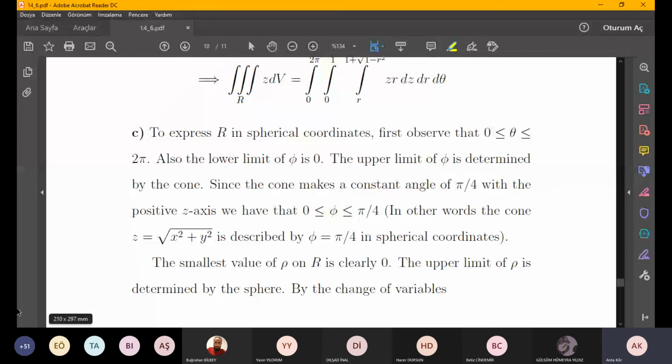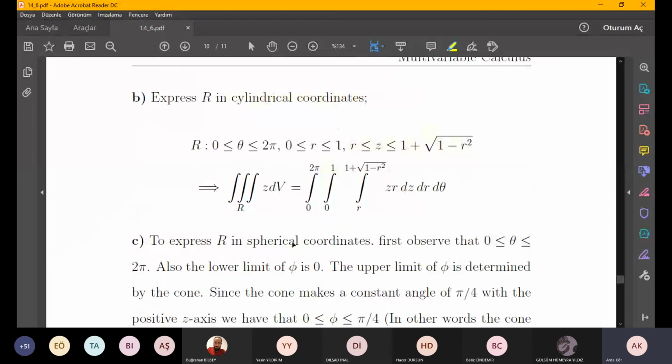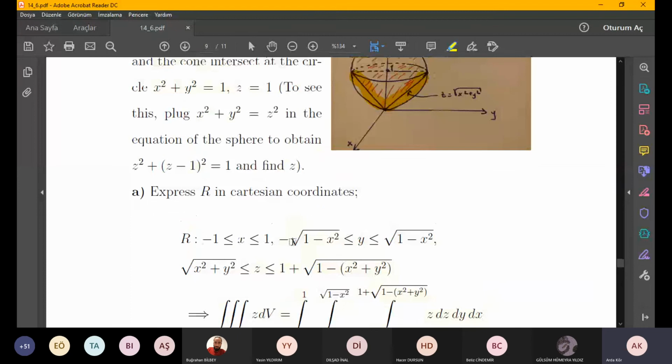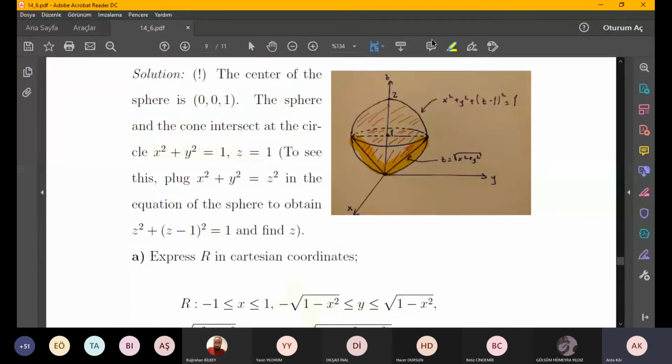In other words, you can say the cone z equals square root of x squared plus y squared is described by phi equals pi over 4 in spherical coordinates. So this is the angle here, and this can be 0 to pi over 4.